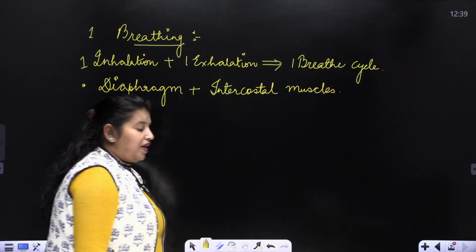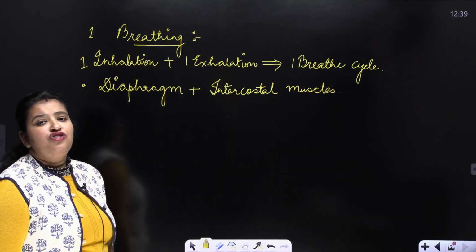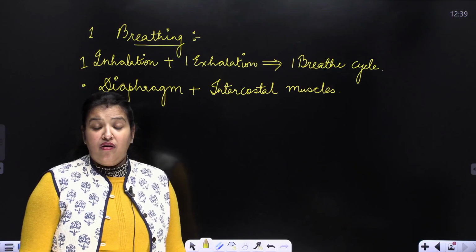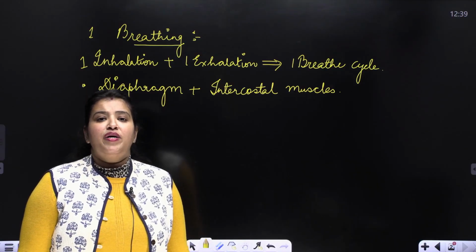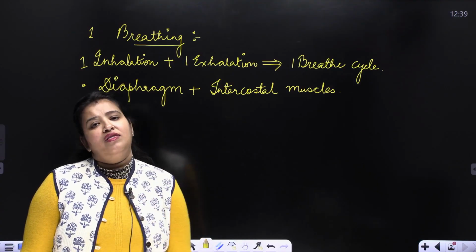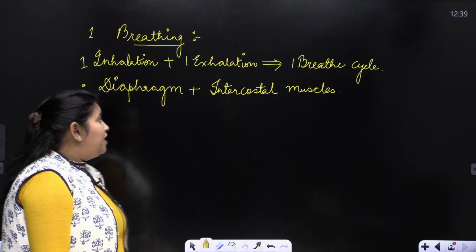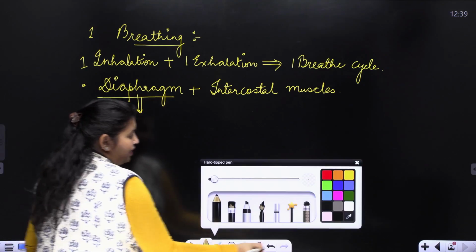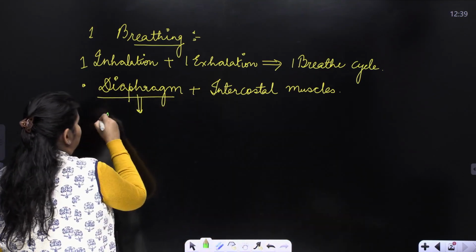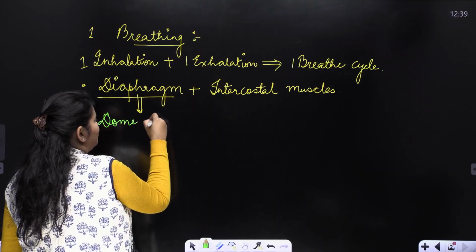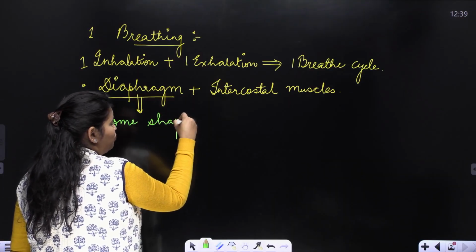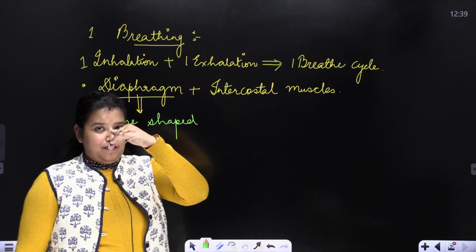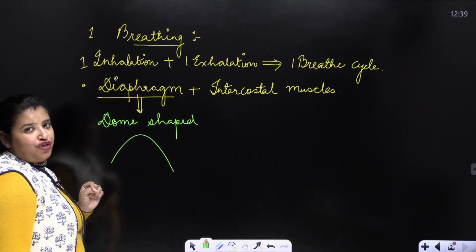Diaphragm, I told you, is a dome-shaped muscular sheet that partitions the internal cavity of the animal body. That is the reason we have a thoracic cavity, and below it is the abdominal cavity. Now, this diaphragm in its normal position is dome-shaped. I hope you understand what a dome shape is, it's a little lifted like this. So it is dome shaped.